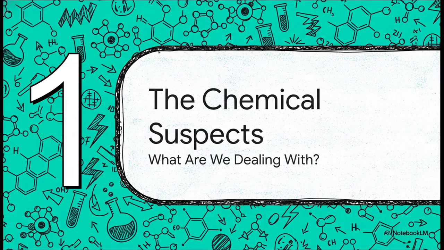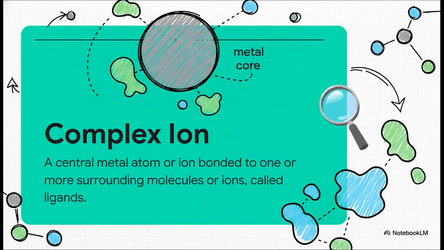All right, let's start with the basics. First step in any investigation. Who, or in this case, what are we actually looking at? All 3 of our suspects are what chemists call complex ions. The easiest way to think about them is like a little solar system. You've got a central metal atom, that's your sun, and orbiting around it are these other molecules or ions called ligands. They're all bonded together as one unit.